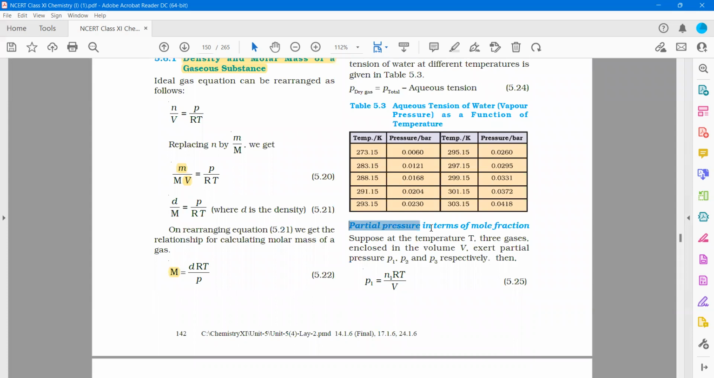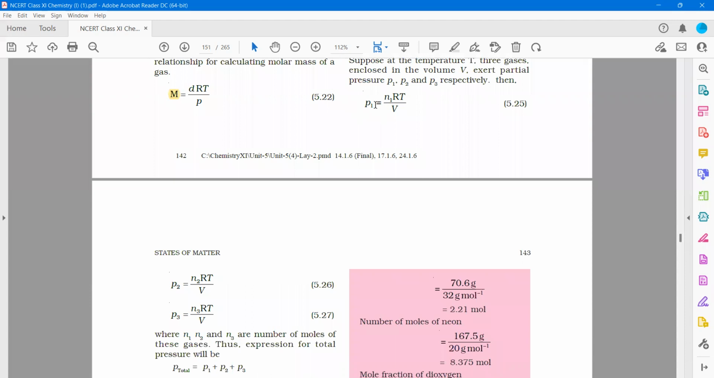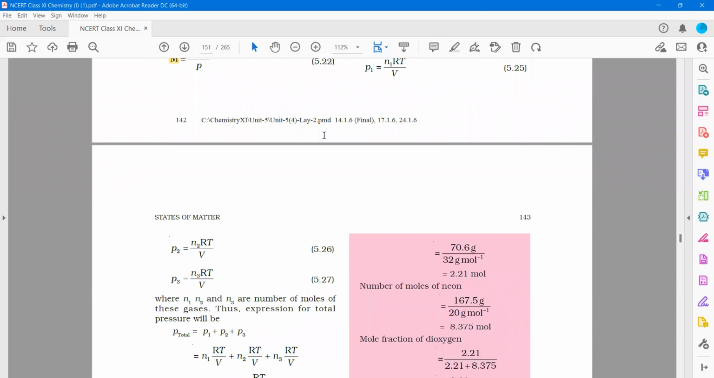Now let us study the partial pressure in terms of mole fraction. We know this is the ideal gas equation, so you can arrange it as P1 equals, in terms of pressure, like this. Now you need to convert it into mole fraction. What exactly is mole fraction? It is the moles of that particular gas 1 upon the sum of all the moles of the gases. You have all these three partial pressures, and you have written them in the form of moles, where N1, N2, and N3 are the number of moles of these gases.